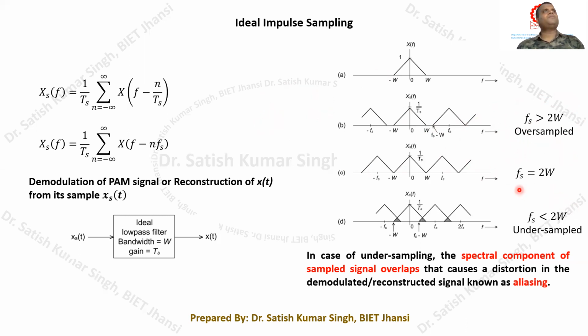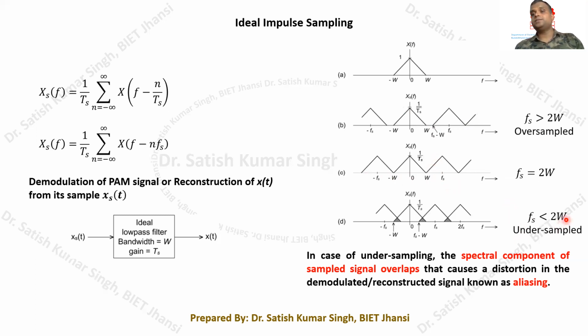So whenever fs equals 2W, there will be no gap between the two spectral components. And at this time, while recovering the original message signal from its sampled version, we need an ideal low pass filter, because there is no gap between two adjacent sideband spectral components. Here we have fs equals 2W. There is no overlap, but we need an ideal low pass filter to recover the original message signal.